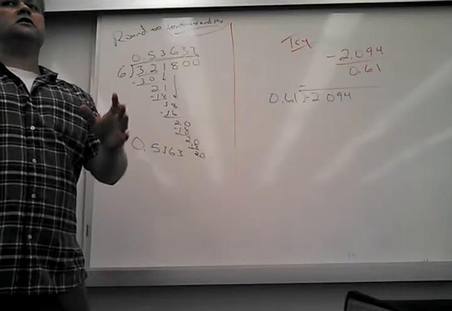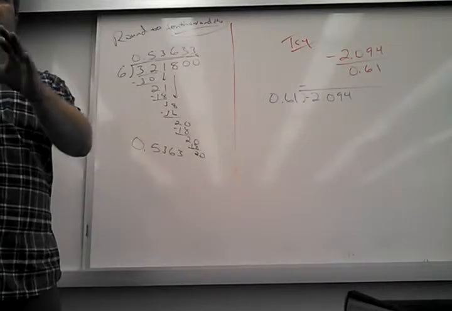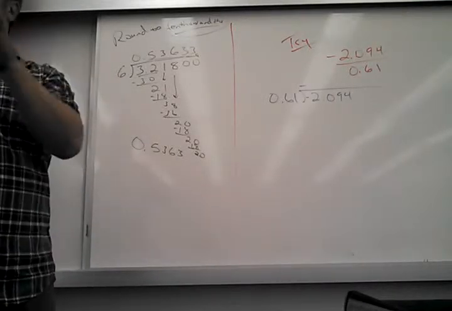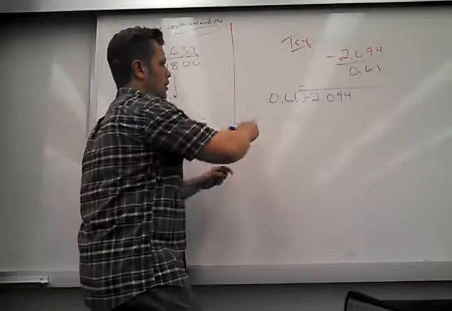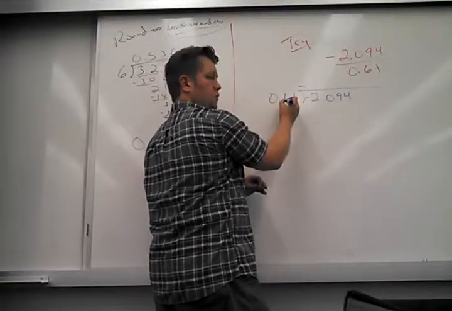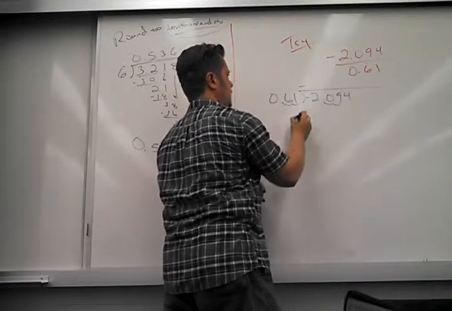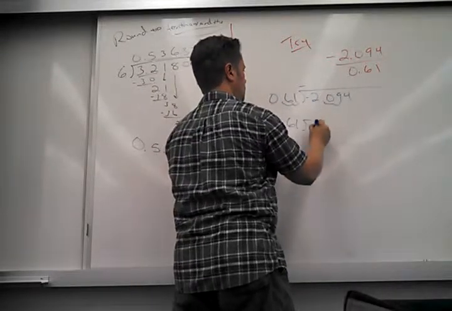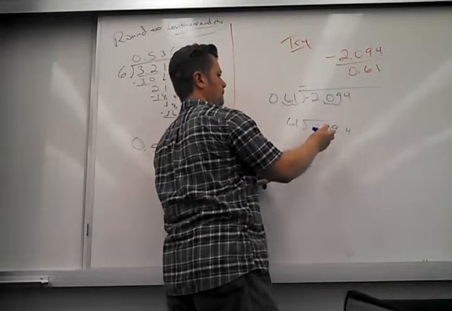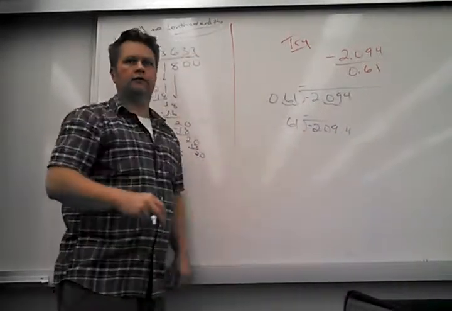So we've seen some division like this before. I'm not just dividing by 6 or something. I'm dividing by 61. So what's the very first step? I want to make sure we're on the right track. Move the decimal over 2 spots. Yeah. So now I've got 61 into 209.4. And I know it's going to be negative, right?